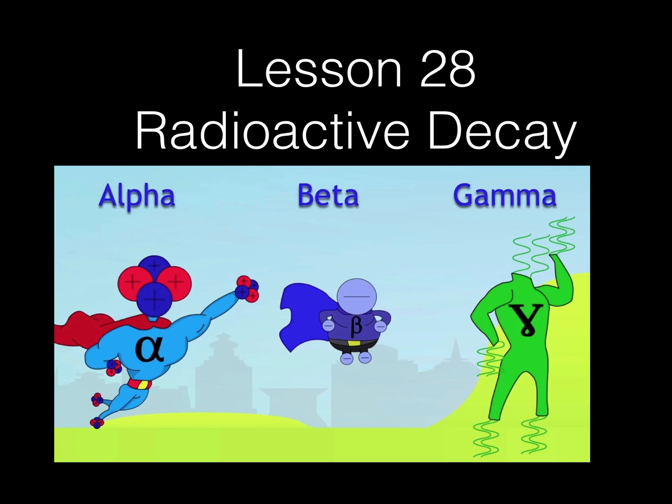Lesson 28, Radioactive Decay. Radioactive decay is a process in which an unstable nucleus undergoes change by emitting radiation.